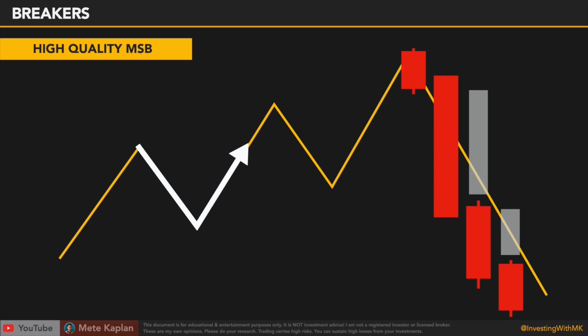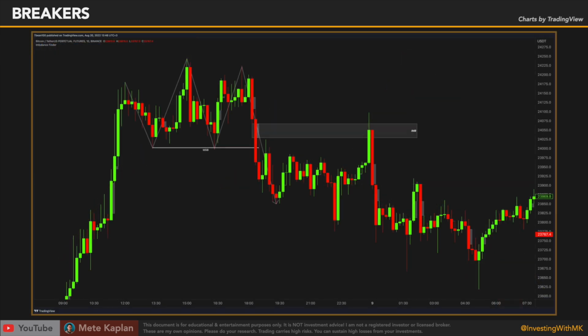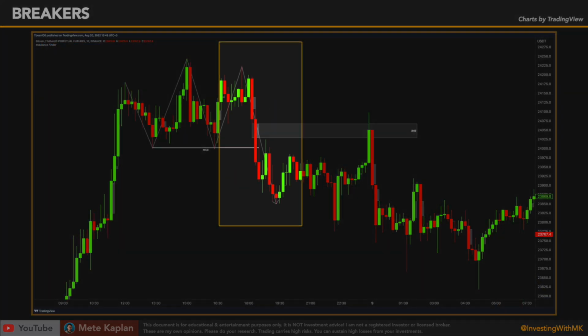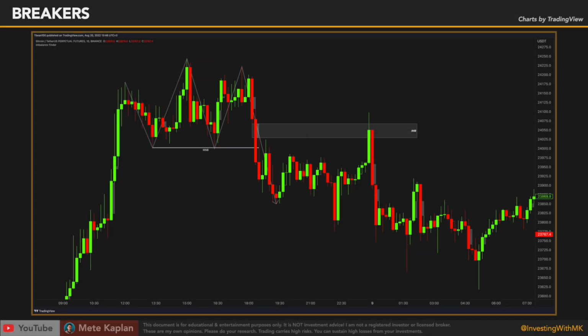There are 3 places it can happen. Market structure breaks, MSB. It is probably my favorite area to look for because it is a strong enough break that can change the trend. As you can see in this example, a very high quality break happens and changes the trend. Nice and simple.